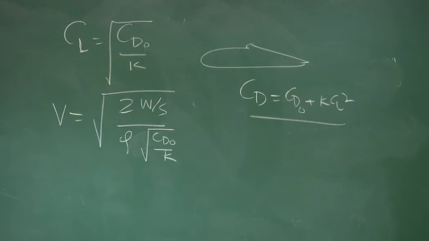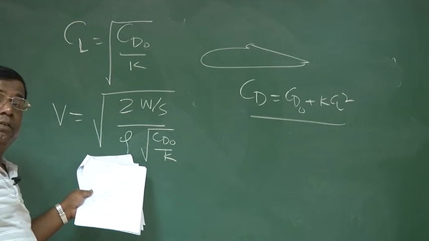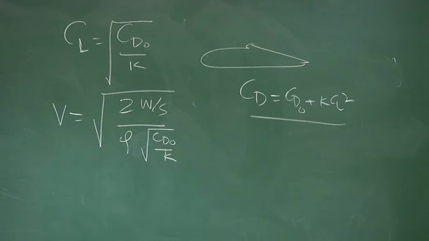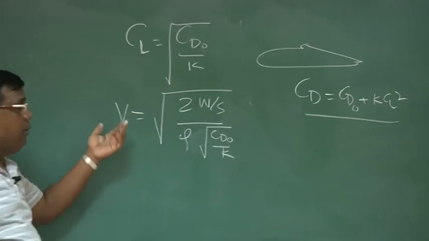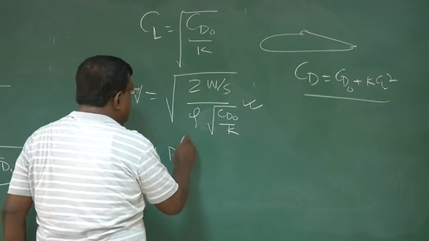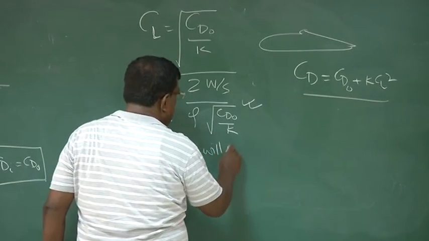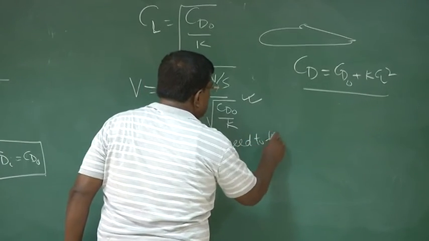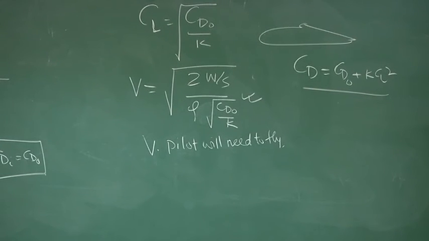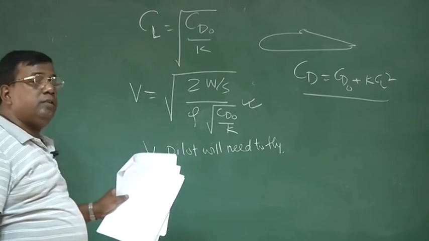You know the value of K, you know the value of CD naught, you know the weight, you know the wing area, and what altitude you are flying, density also you know. So you actually know, to fly at that altitude for thrust required minimum, I must fly at this speed V. So this will tell you what is the V the pilot will need to fly. Do not forget, it cannot be any arbitrary altitude because we have to satisfy that it is following a cruise condition.